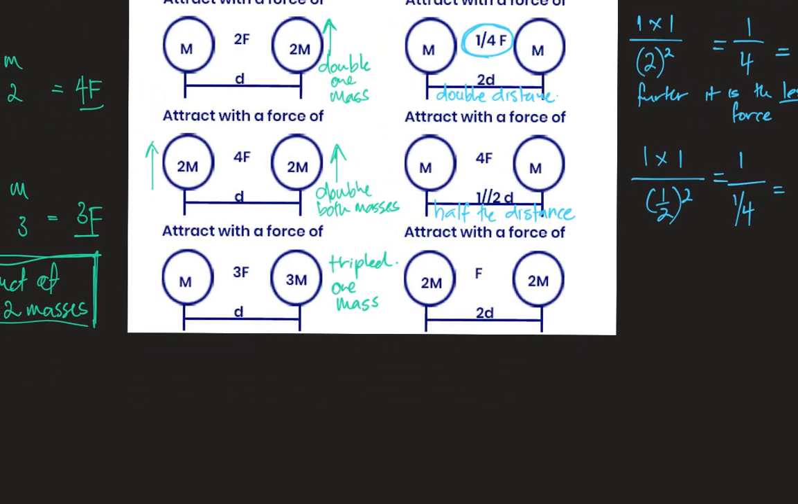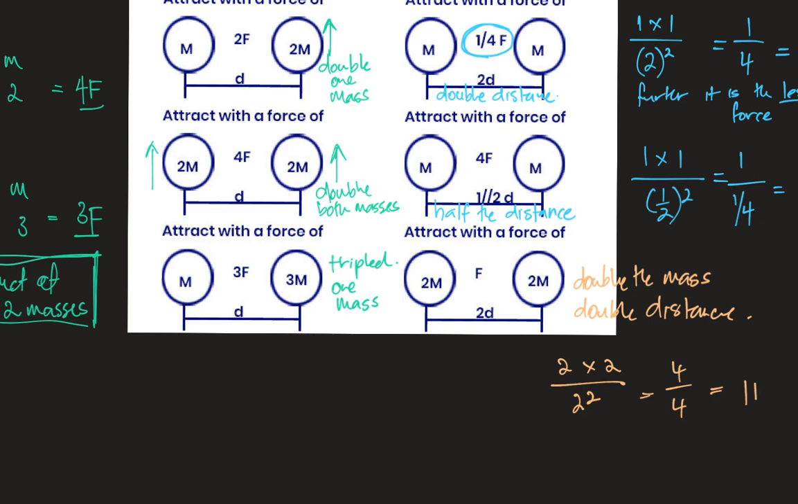The last one, what they've done is they double the mass and they double the distance. So let's have a look at that. So now I've got 2 times 2 all over 2 squared. 2 times 2 is 4 and 2 squared is 4, and 4 over 4 is equal to 1 force. So if I double the mass and double the distance, I'm going to keep getting the same force. So this last one is the exact same as the first one.